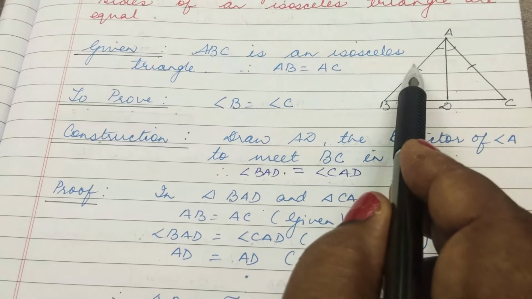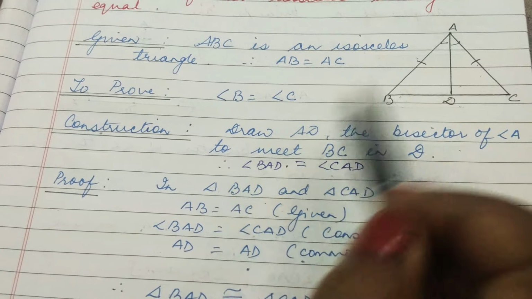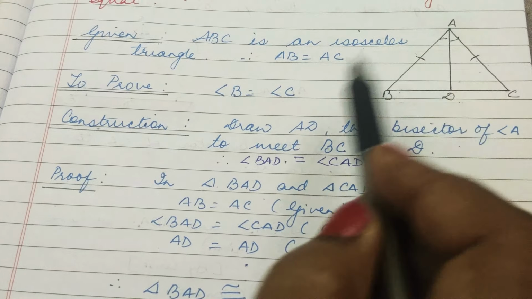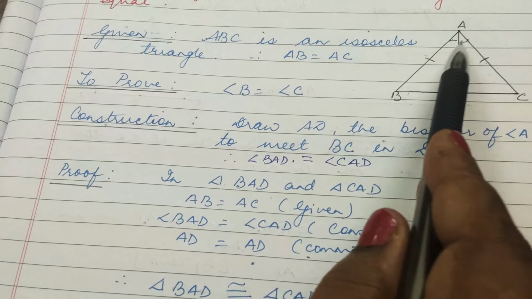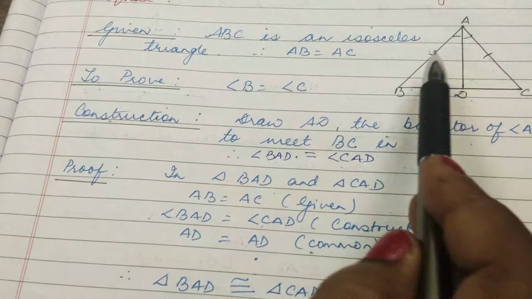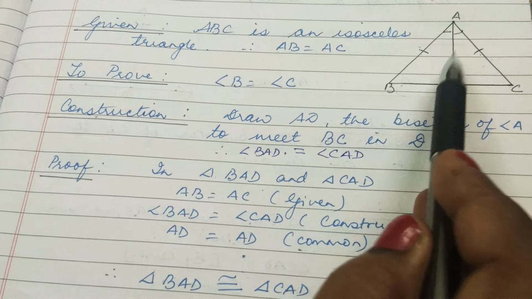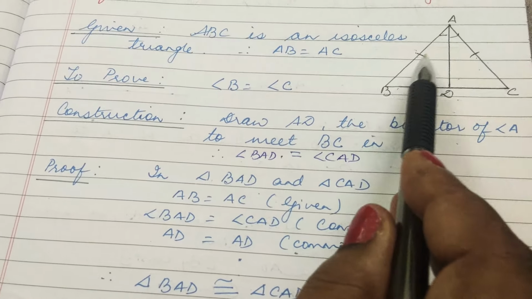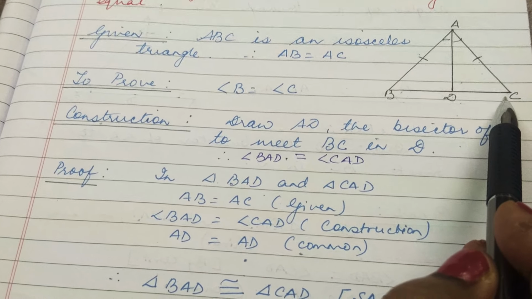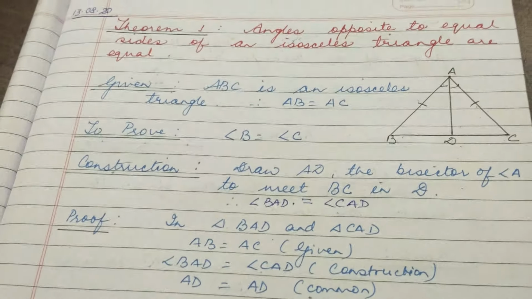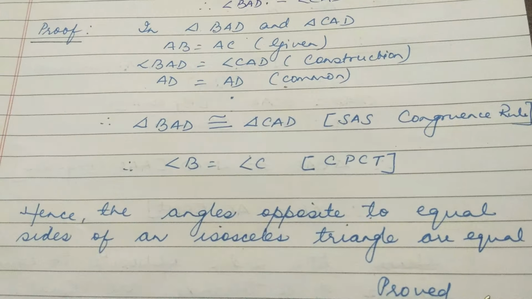In the two triangles, AB equals AC, it is already given because ABC is an isosceles triangle. Angle BAD equals angle CAD because we have taken this by construction, and AD equals AD, common. Therefore, the two triangles are congruent by side angle side, that is the SAS congruency rule. Since the two triangles are congruent, angle B equals angle C by CPCT. Hence, the angles opposite to equal sides of an isosceles triangle are equal. Hence proved.